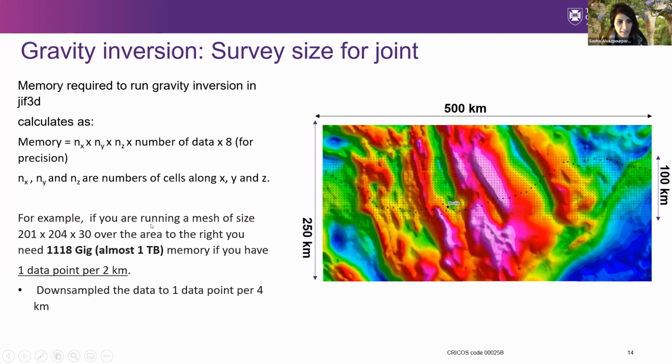I'm running it and it's almost a terabyte of sensitivity metrics. The memory that you need depends on how many cells you have in each direction and how many data points you have. And then there is an 8 for storing those numbers.